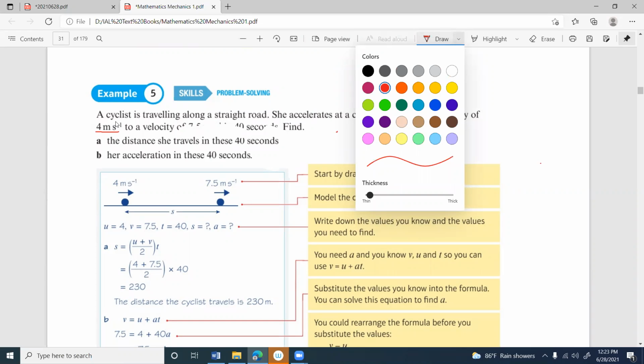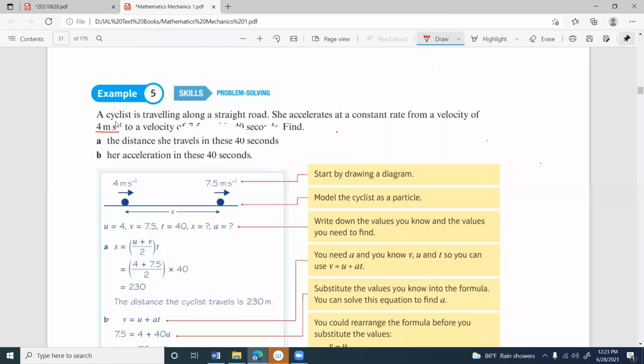Is anyone having this textbook with you? Only the soft copy, sir.